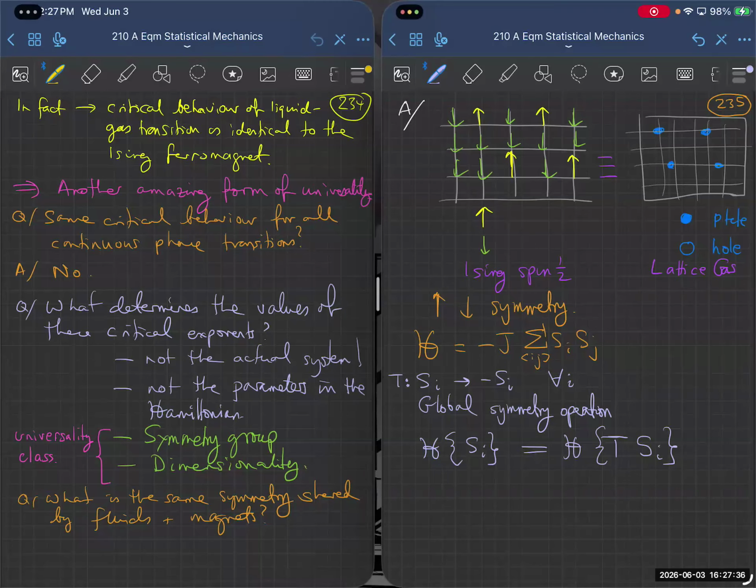And you can show, and I'm not going to spend time in the class to do it, that if I write down the corresponding Hamiltonian for the lattice gas, then it also has this same symmetry. Okay, and so that's in my book.